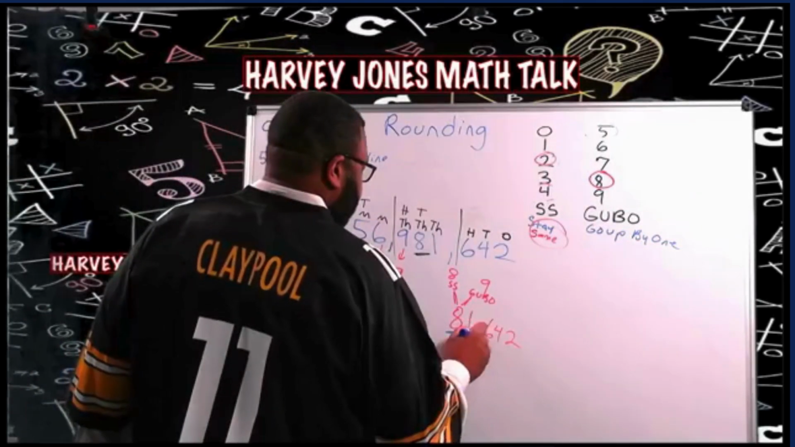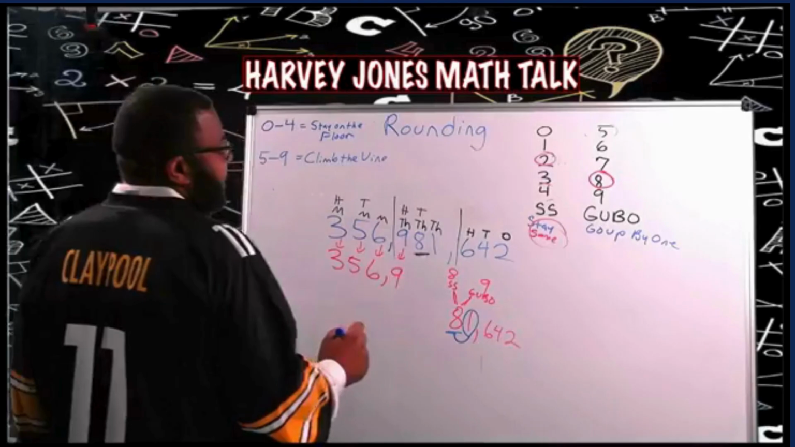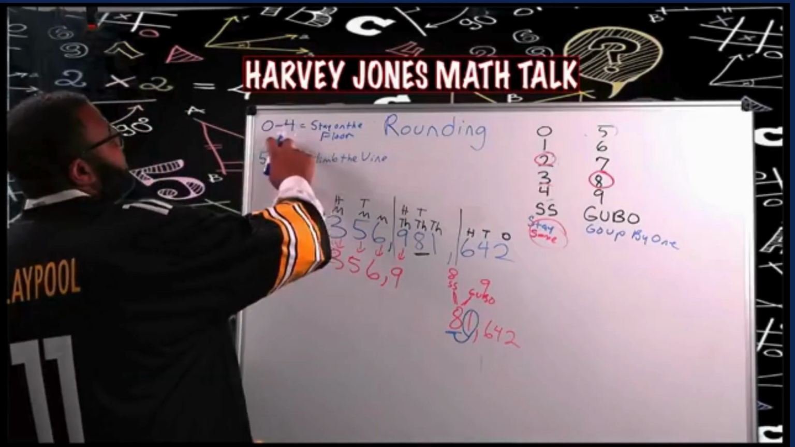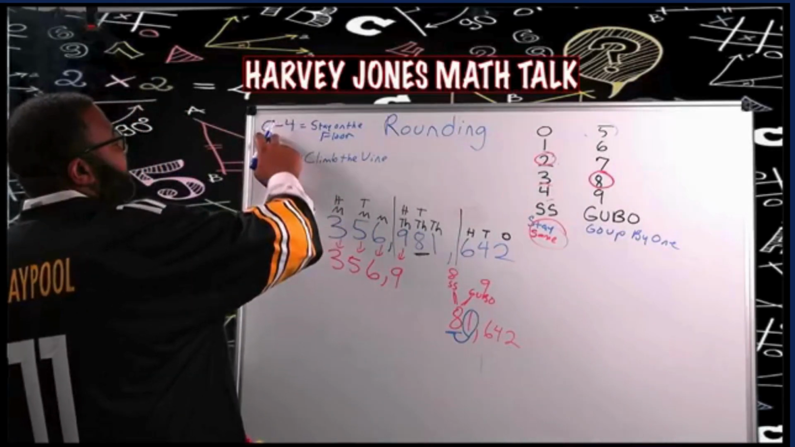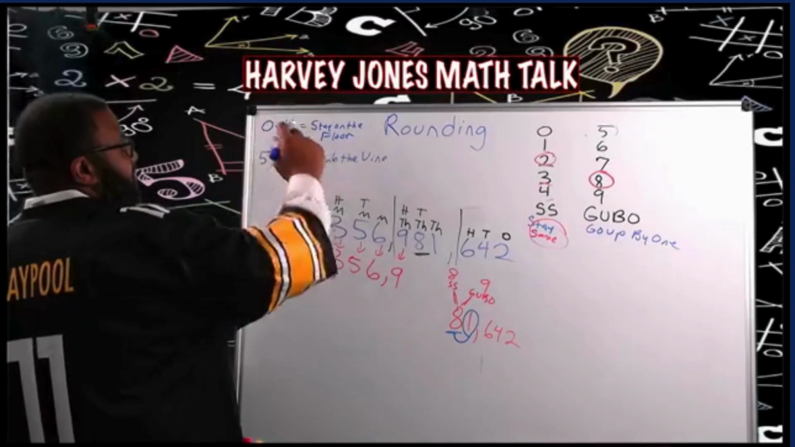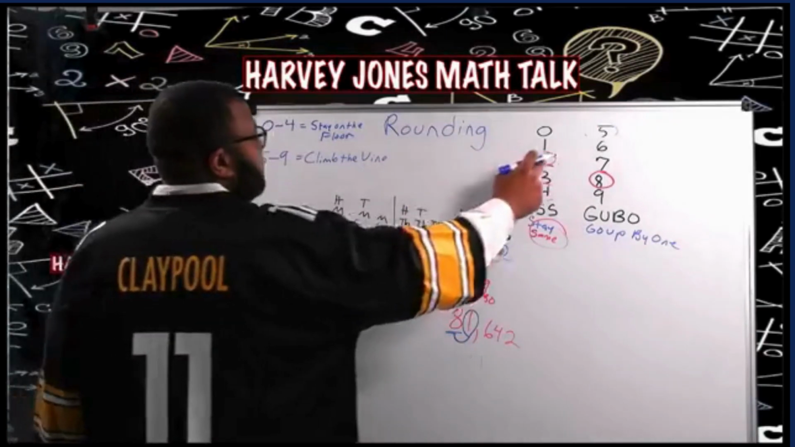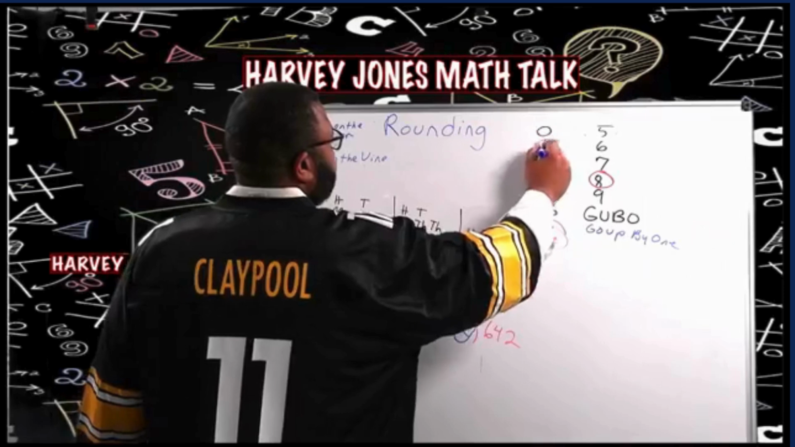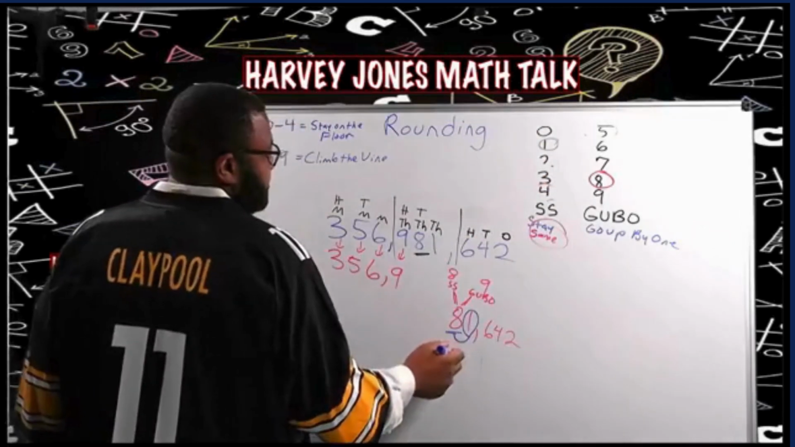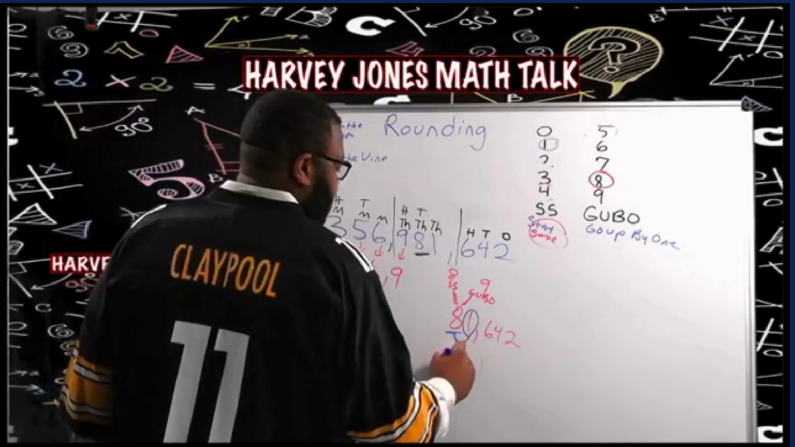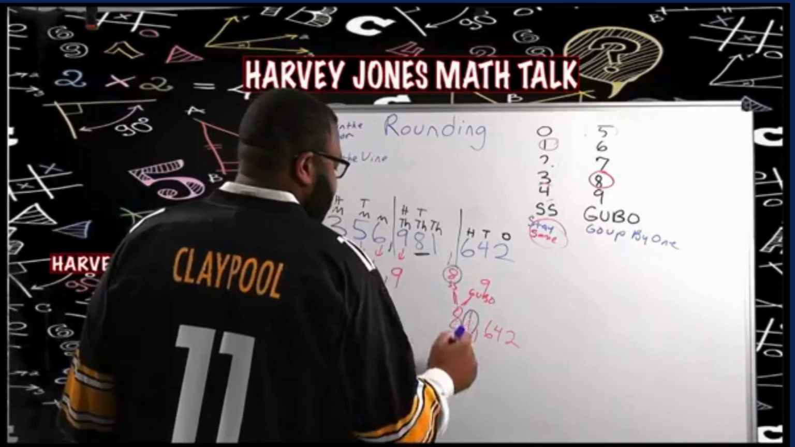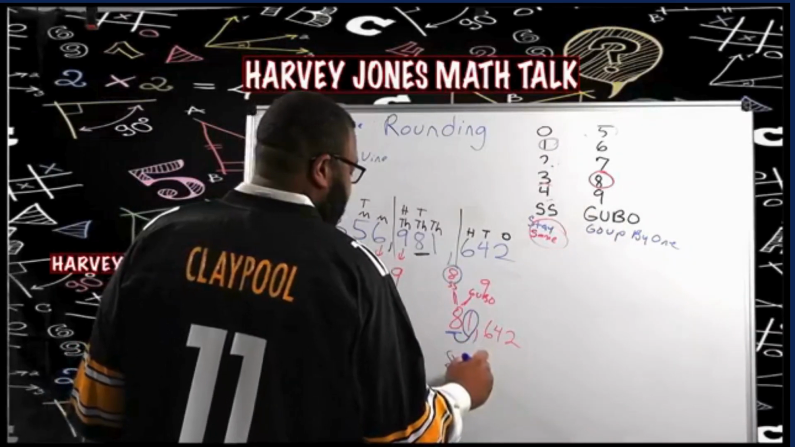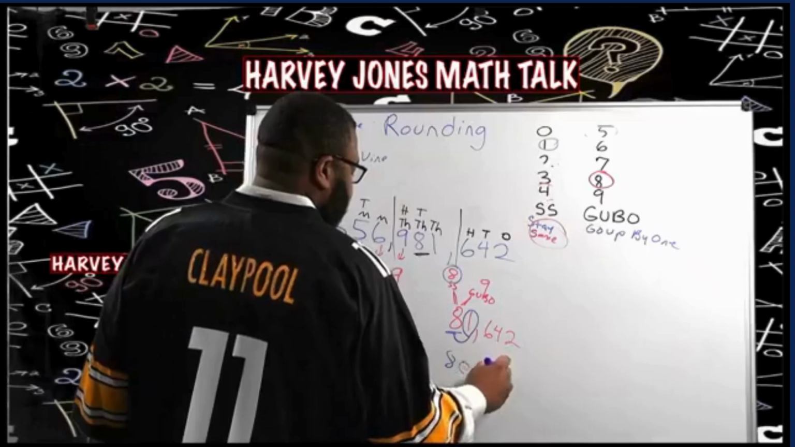Underline my 8. Look at the number behind it. It happens to be a 1. 0 to 4, stay on the floor because 1 is in between 0 to 4. And up here, it's going to be a 1. Boom. So that's going to be an 8. It's going to stay the same 8, 0, comma, 0, 0, 0.